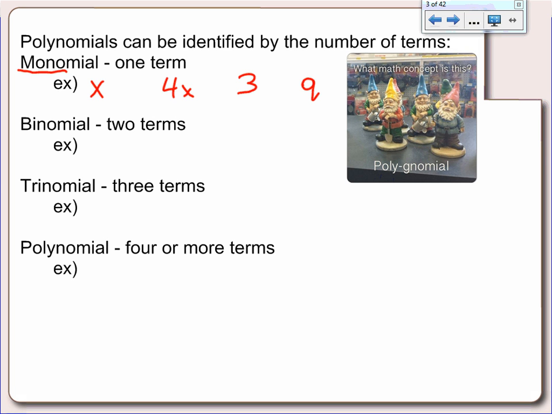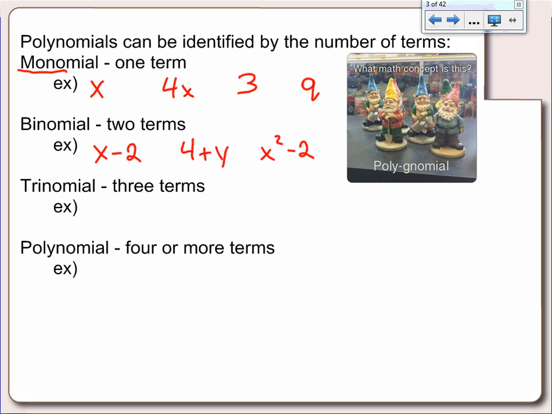Binomials. Binomials are things that have two terms. So for instance, x minus 2. That's two separate terms because they're separated with a plus or a minus sign. Another one would be 4 plus y. Or x squared minus 2. These are all binomials.